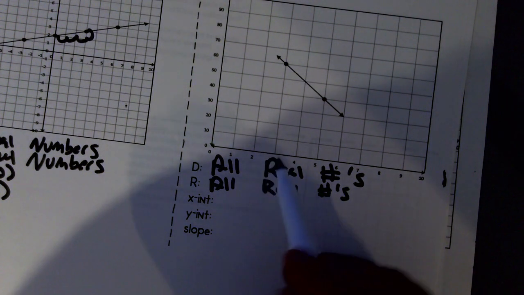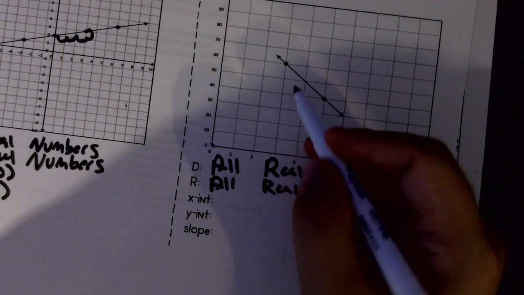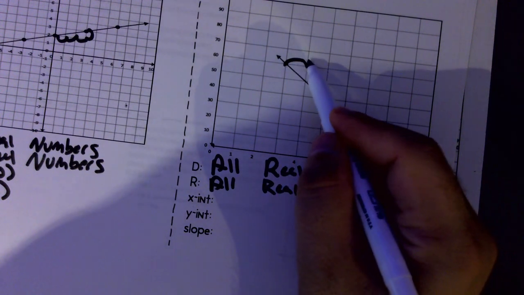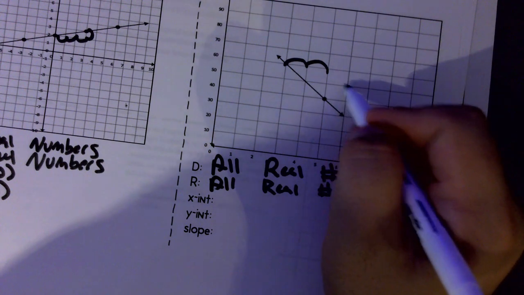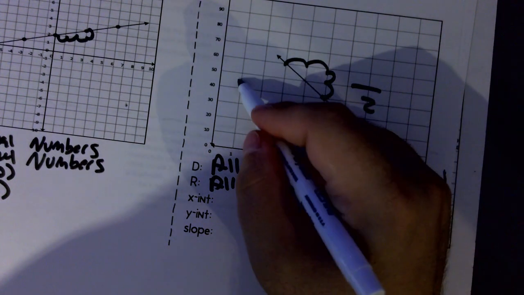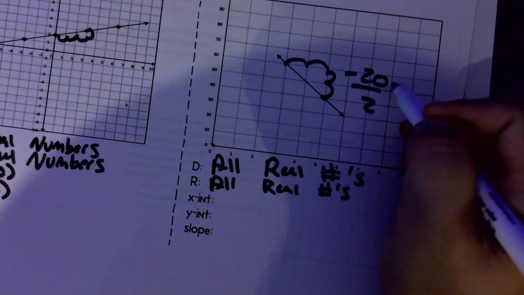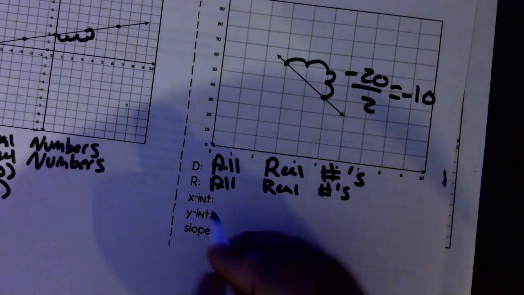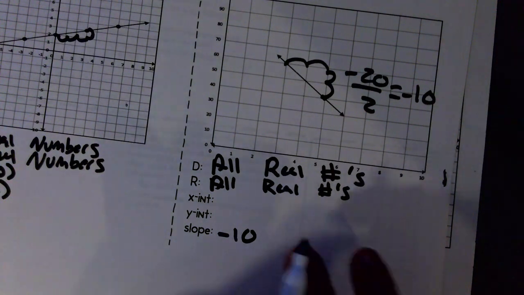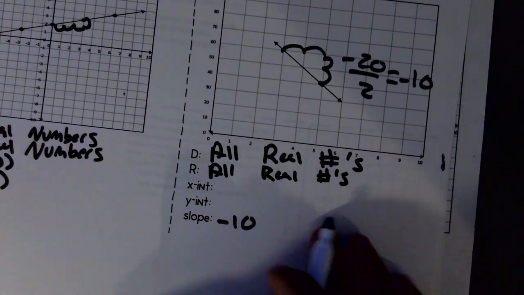Okay, my slope, I'm going to skip the x and y-intercept just for a second, and my slope is, I'm going to go right 1, 2, and then down 10, 20. So this is -10. My slope is -10.